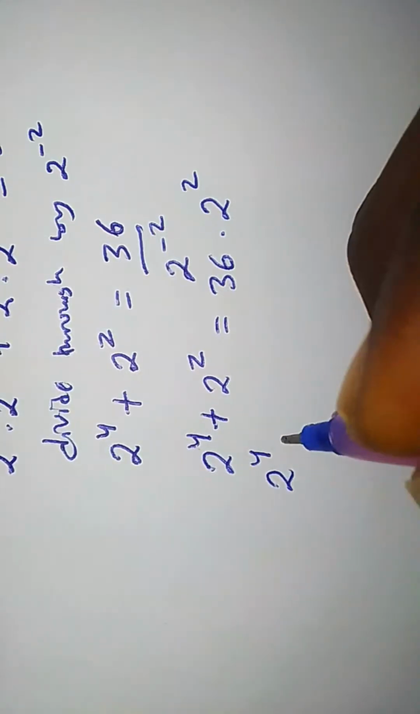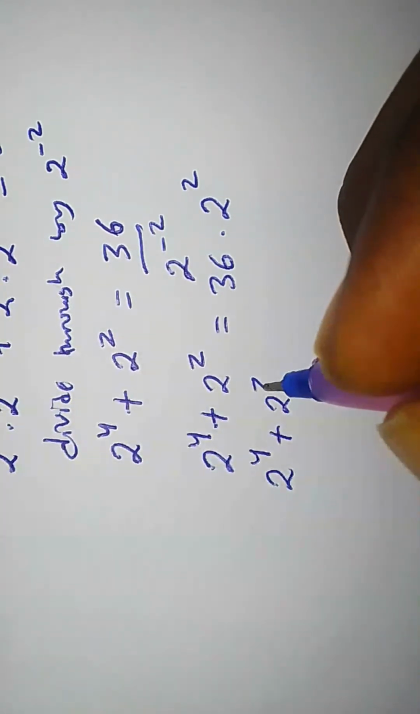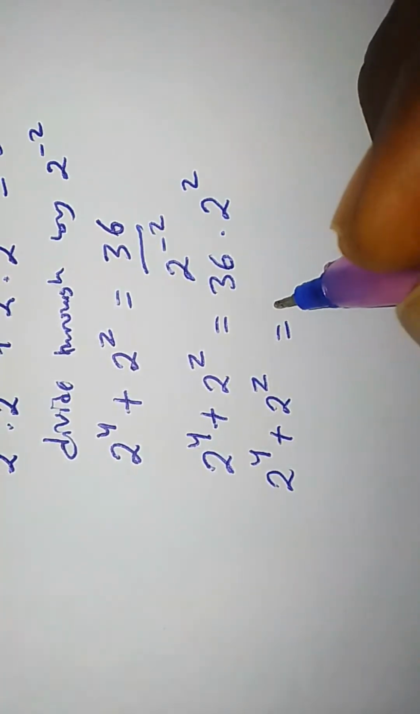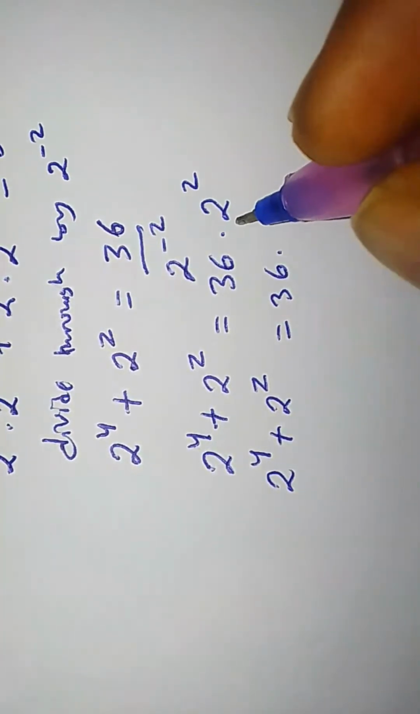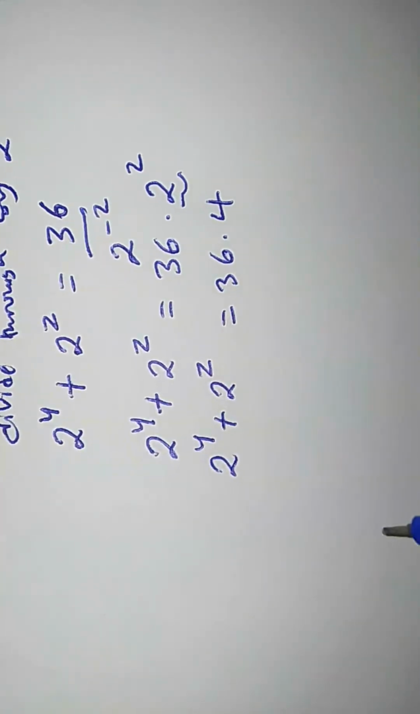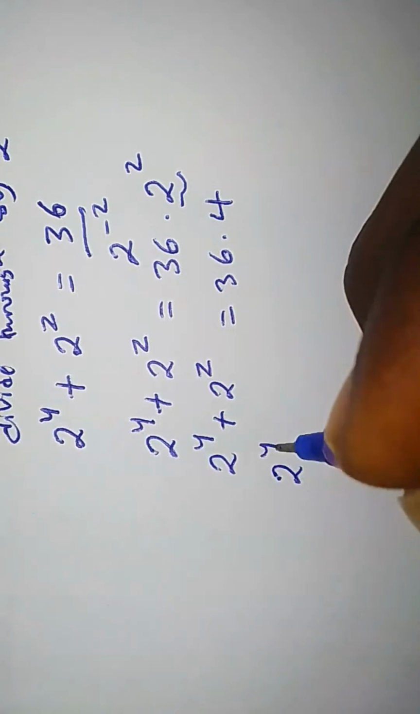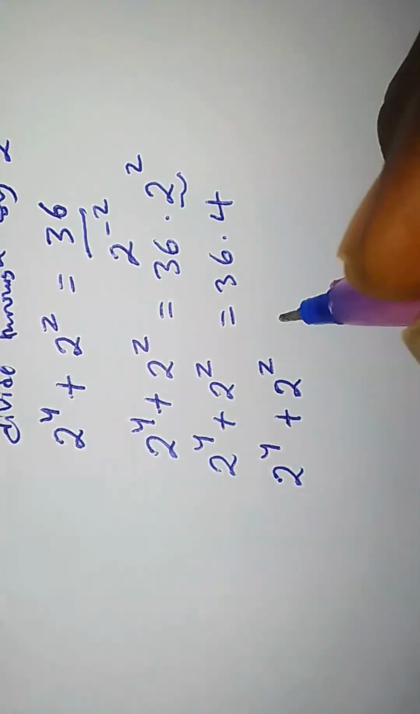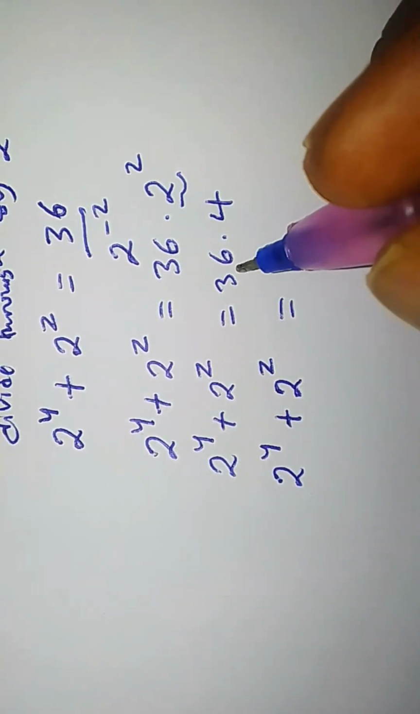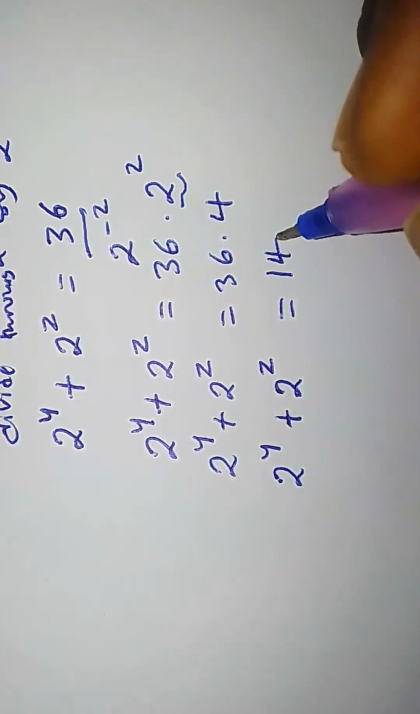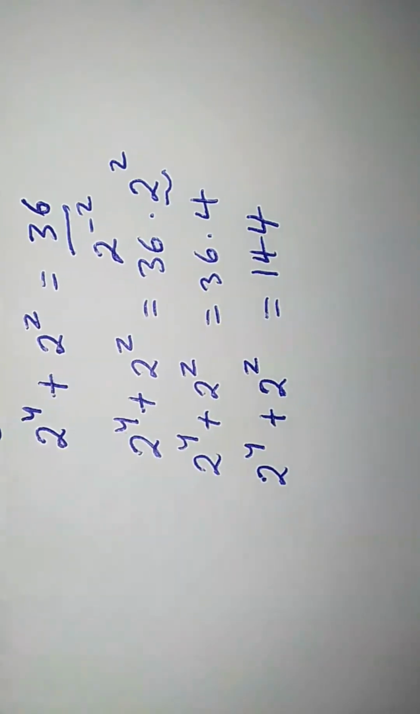2 to the power of y plus 2 to the power of z is now equal to 36 times 2 squared, that is what? That is 4. Let's proceed further. 2 to the power of y plus 2 to the power of z is equal to 36 times 4, that is 144. Let's proceed further.